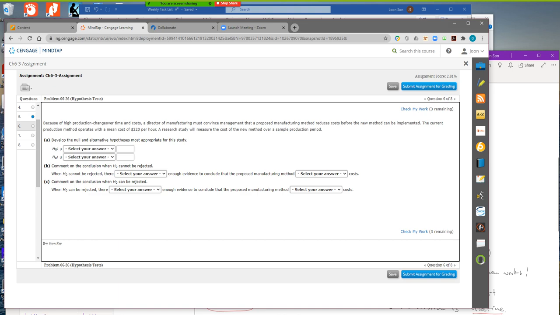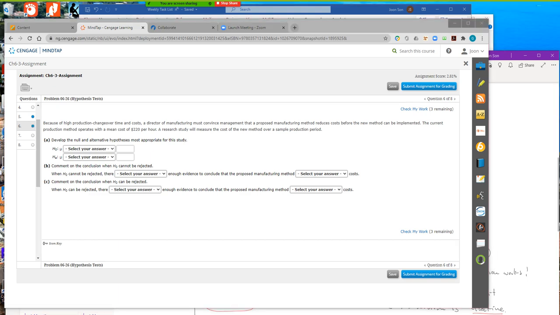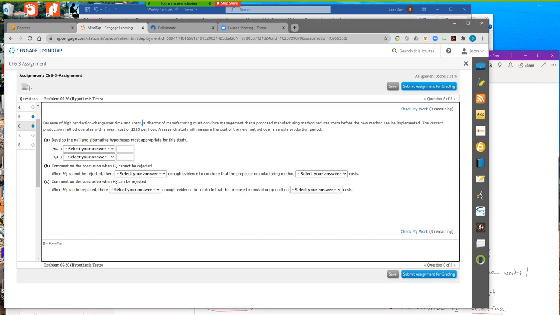Must convince management, let's take a look. Okay, so this problem is very similar to the first problem. Basically, the director of manufacturing must convince management that a proposed manufacturing method reduces the cost before the new method can be implemented. So this is a very typical example, right? Because the manufacturer comes up with a new system which can reduce the cost.